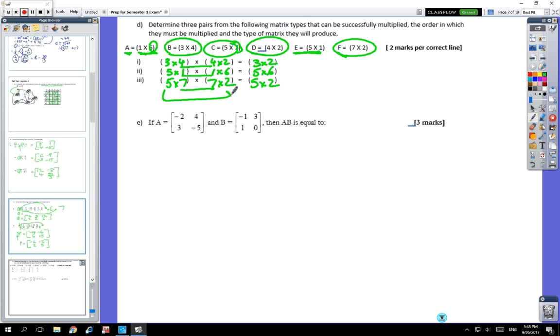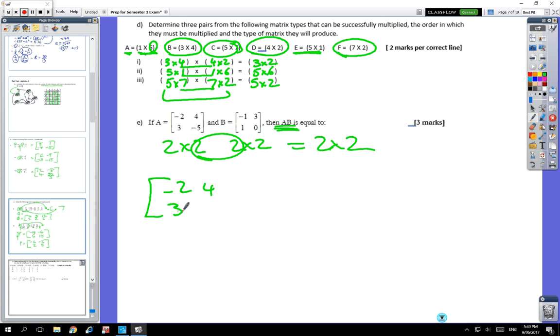Okay, it's a nice question. You have to keep looking for which ones match up. Now these guys are 2 by 2s and a 2 by 2s. They match up, so the answer is going to be a 2 by 2, and it says AB, so you have to put A first. Minus 2, 4, 3, minus 5, multiplied by minus 1, 3, 1, 0, and then it's rows by columns, rows by columns. You know what you're doing hopefully by now.